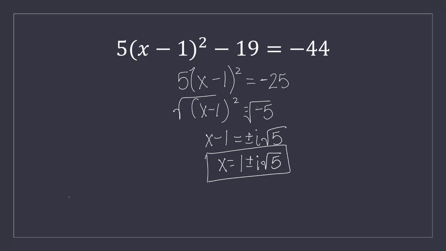Remember that we're always looking for two answers. That's where the plus or minus comes in. That's what gives us our two different answers, 1 plus i square root of 5 and 1 minus i square root of 5. Okay?